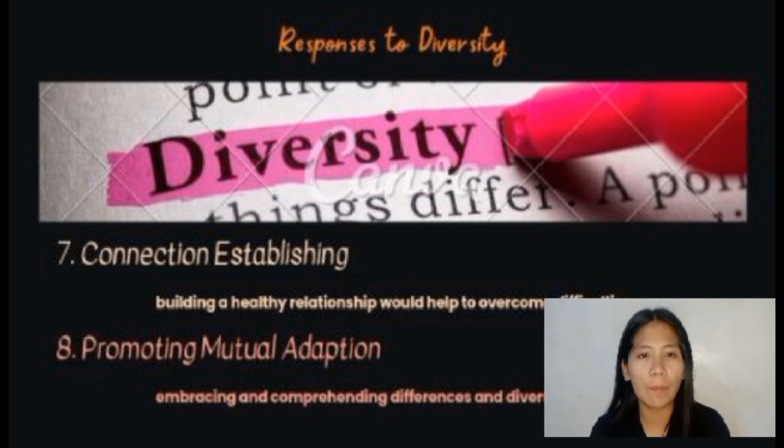Promoting mutual adaptation refers to fostering a process in which two or more entities, such as individuals, groups, or organizations, adjust their behaviors, attitudes, or approaches to improve interaction, cooperation, and understanding. For example, encourage open communication by creating channels for honest dialogue where individuals can express their thoughts, concerns, and expectations.